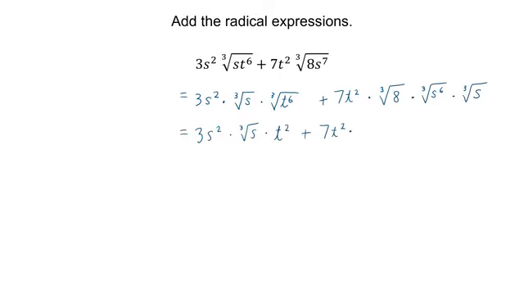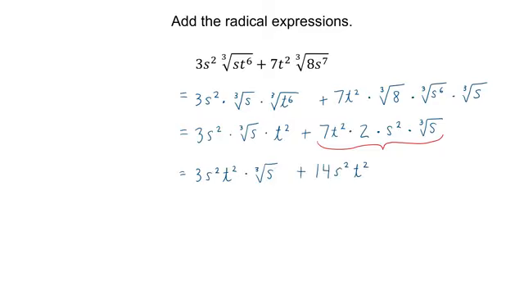In the second term, we would have 7t squared times the cube root of 8, which is 2, times the cube root of s to the 6th, which is s squared, times the cube root of s, which is already fully simplified, so it stays the cube root of s. Continue simplifying. In the first term, 3s squared times the cube root of s times t squared can be rewritten as 3s squared t squared times the cube root of s. And the second term can be rewritten as 7t squared times 2, which is 14t squared, multiplied by s squared. That gives us 14t squared s squared, or 14s squared t squared, and that's still multiplied by the cube root of s.